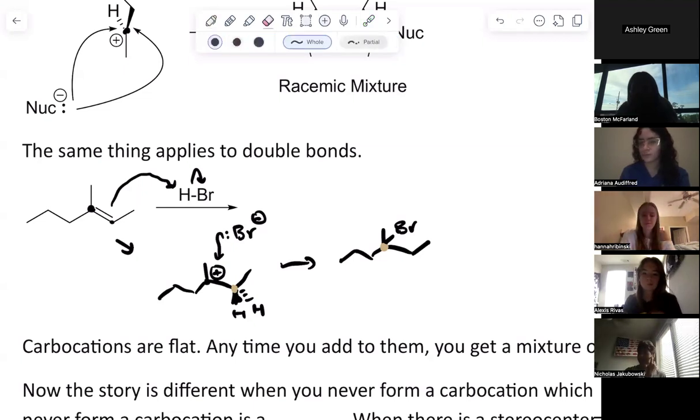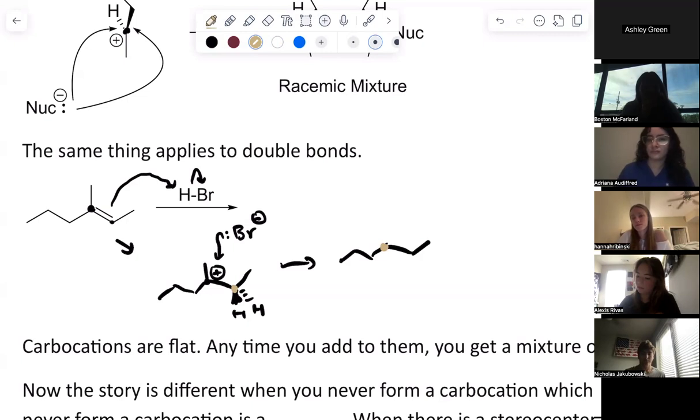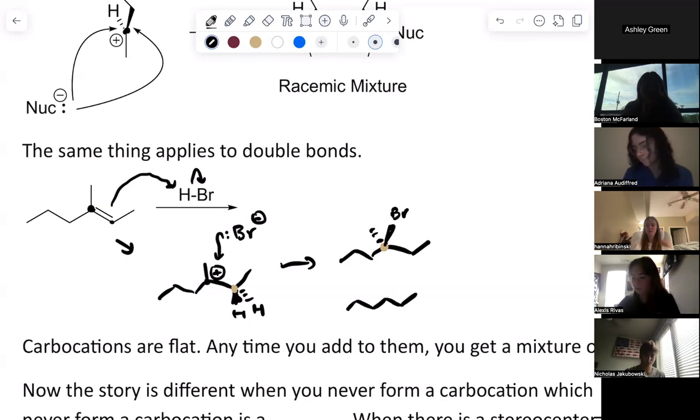That means it's important whether or not this bromine is added to a wedge or a dash. And since I added to something flat, is it going to be on a wedge or a dash? Both. It's going to be both. I'm going to get both because I didn't start with any sort of information. There was nothing telling me which side to add to, so I add to both.